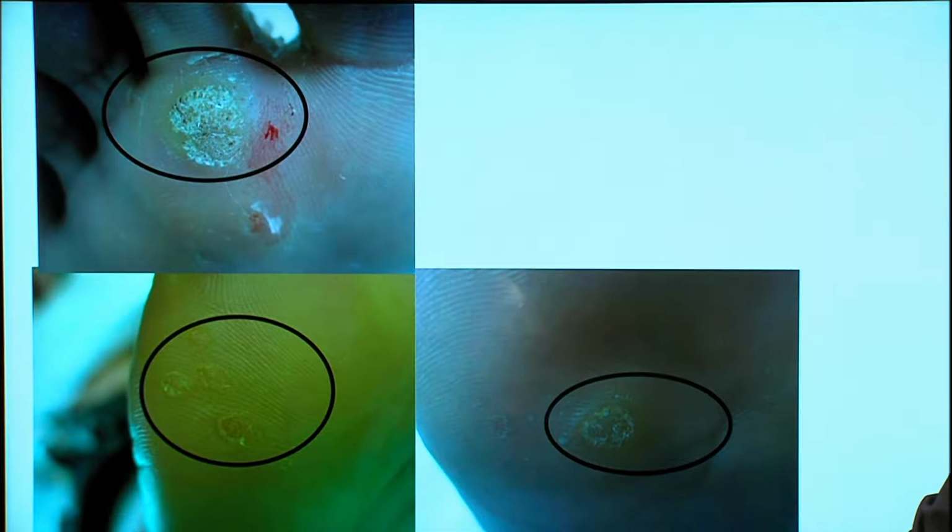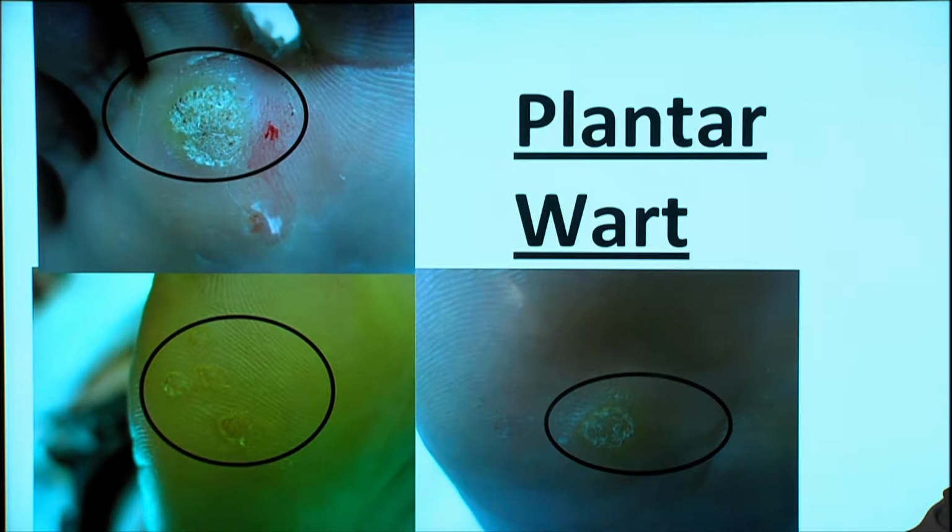This tends to be more common in children than adults. It usually happens on the bottom of the foot, and when it happens on the bottom, the first word starts with plantar, and the second word is wart. So what these three things are, are different manifestations of plantar warts.